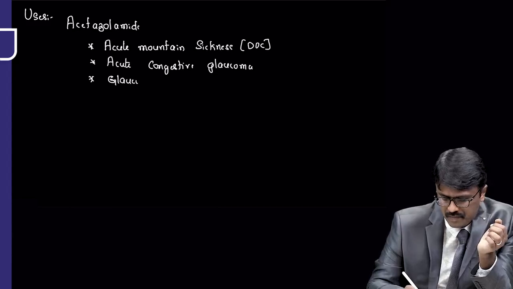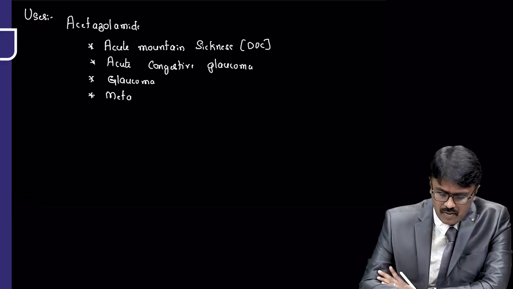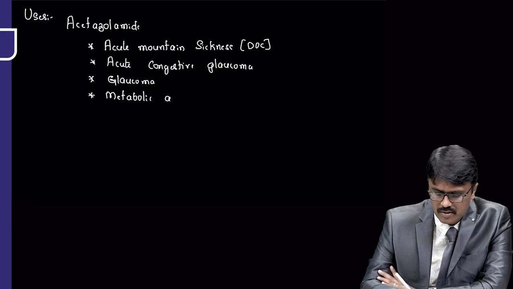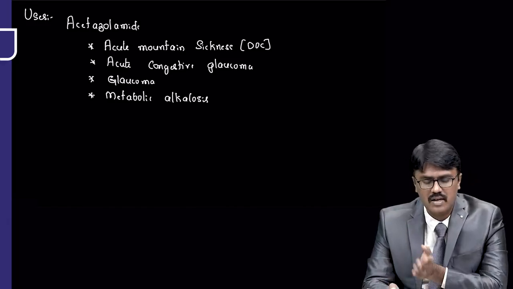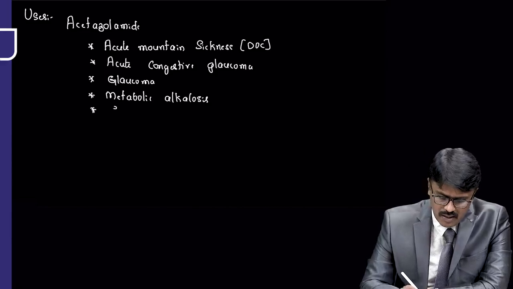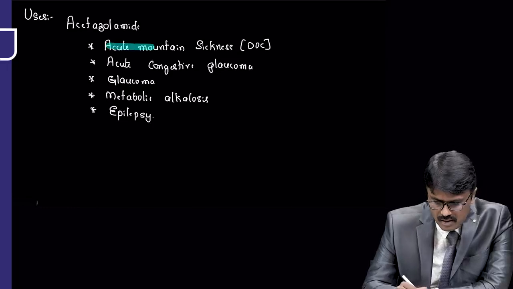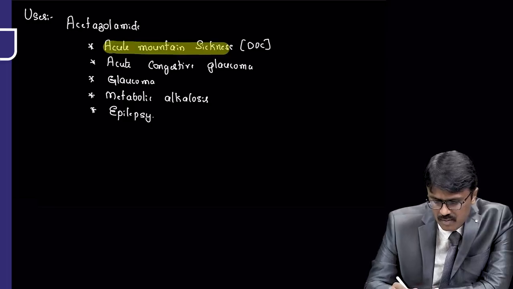Acetazolamide is used in glaucoma. And acetazolamide is also used to correct metabolic alkalosis. Now, why are we using it to correct metabolic alkalosis? Because acetazolamide produces the adverse effect of metabolic acidosis. That's why we use it to correct metabolic alkalosis. And it has been shown to decrease epilepsy, that is seizures. So we use it there. These are the uses. Remember, mainly the drug of choice for acute mountain sickness is acetazolamide. Very, very important point.